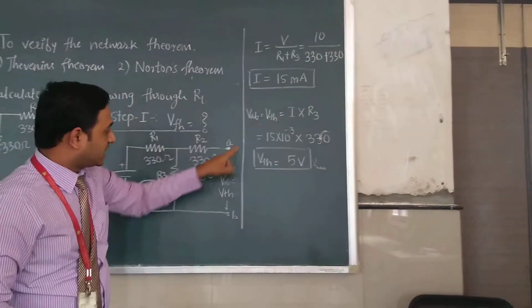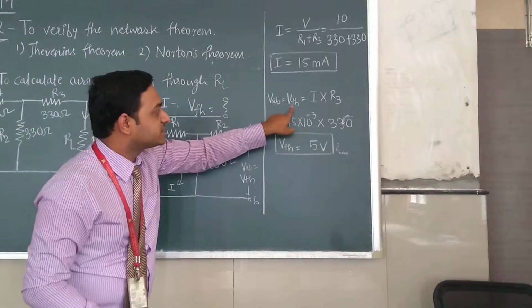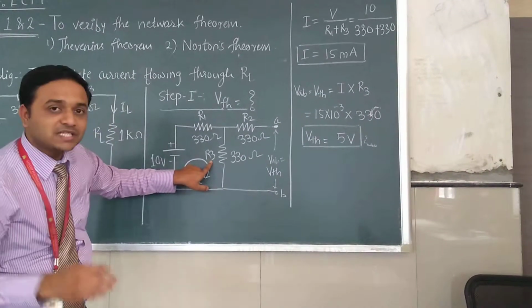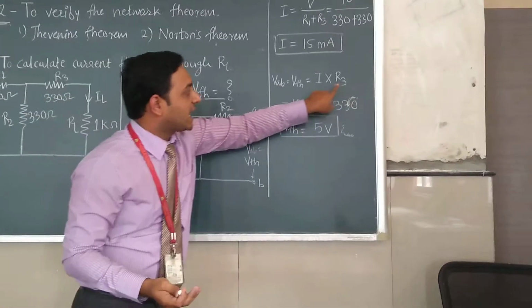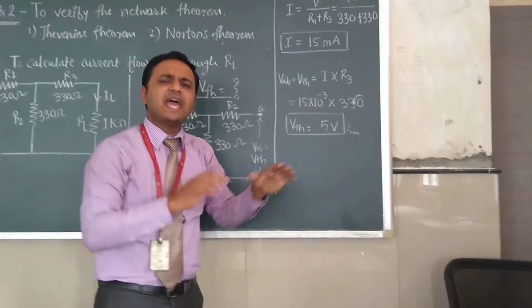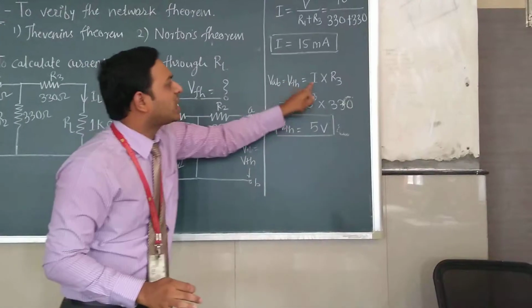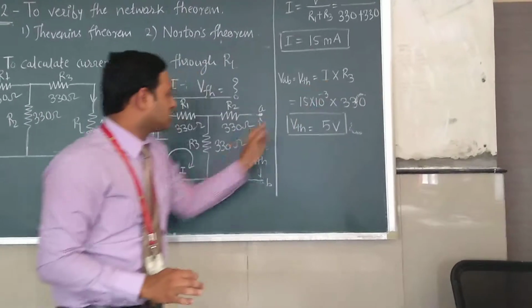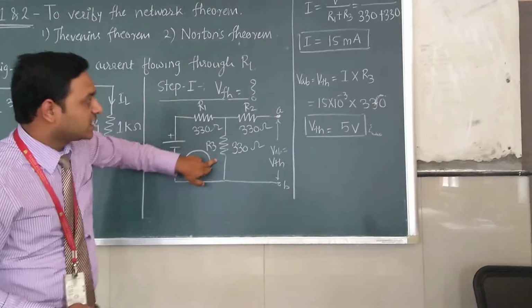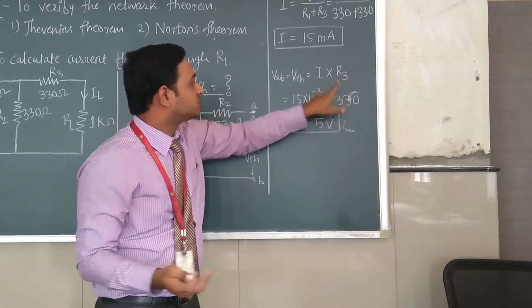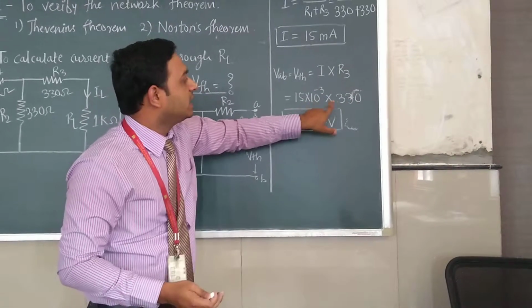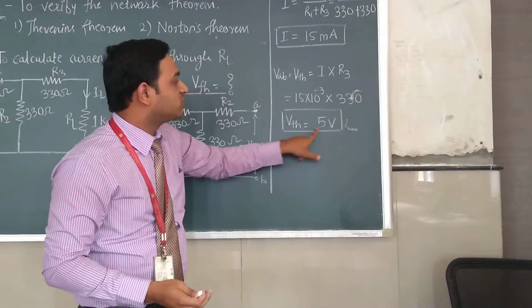So the next step is to calculate the VTH, and VTH is the voltage drop across R3. So that's why R3 into I. This is again as per Ohm's law, V is equal to IR. The I is the current flowing through this R3 resistor, and R3 is already given. So just 15 milliampere into 330 ohm. So for VTH we will get 5 volt.